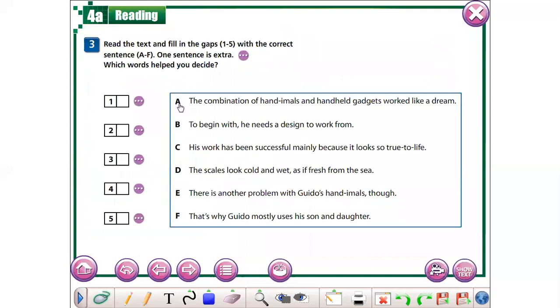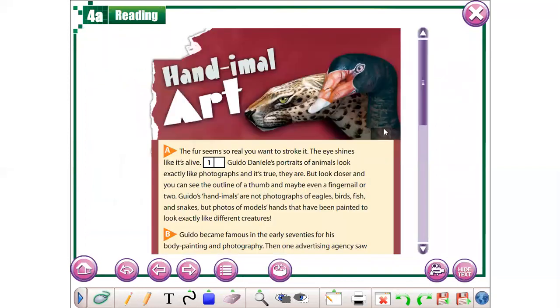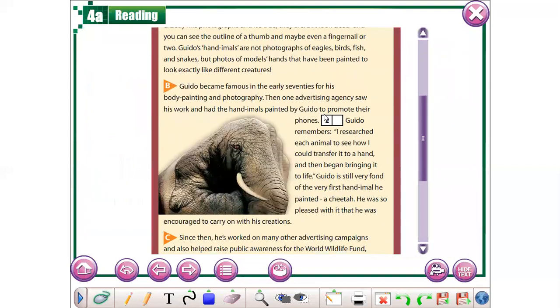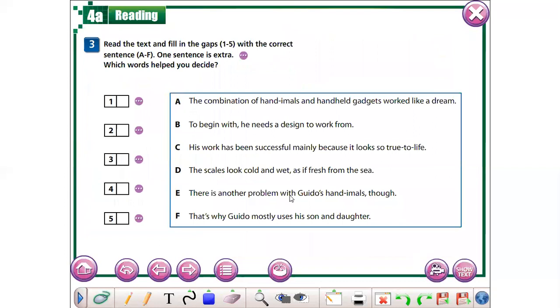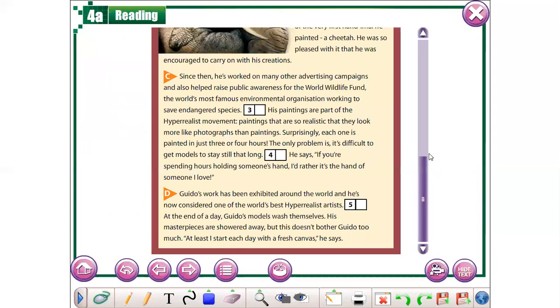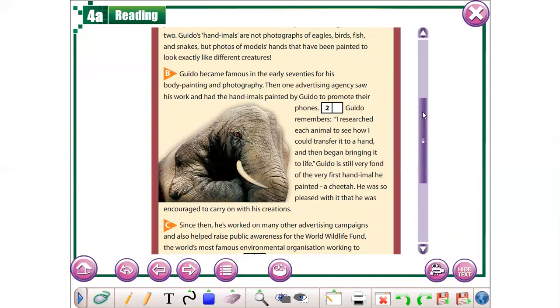Section 3. We are going to listen and read one more time the text and fill in the gaps 1 to 5 with the correct sentence, A to F. So let's see. A. The combination of handimals and handheld gadgets work like a dream. And we have number 1, number 2, number 3, number 4 and number 5. B. To begin with, he needs a design to work from. And again, we have number 1 to 5.